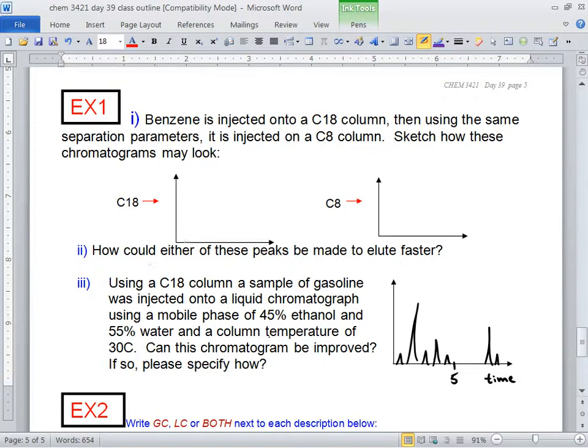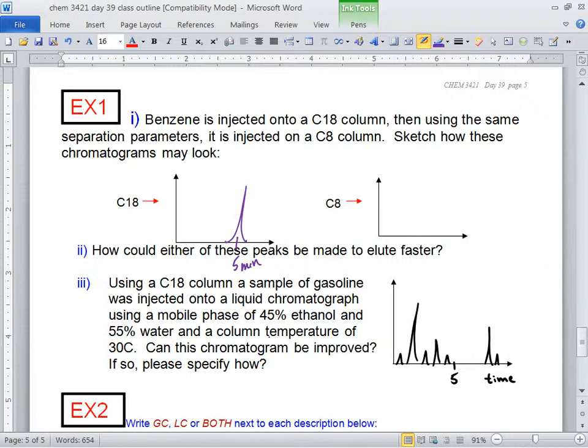Benzene's injected on a C18 column. You don't change anything but the column. Sketch how these chromatograms would look. So let's say C18, it looks like this. One peak is just one component, and let's say it comes out at 5 minutes. Well, you put it on a C8 column, so you understand where the C18 and C8 are coming from? On those little glass beads, they just coated it with fewer carbons. So if you coat it with fewer carbons, that's the only thing you change. Would benzene elute faster, slower, or at the same time?